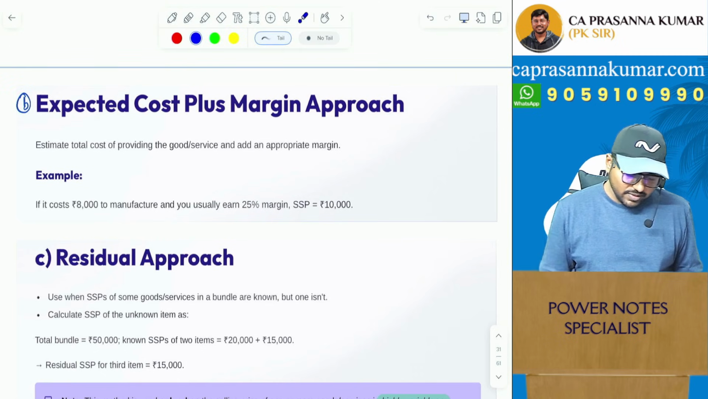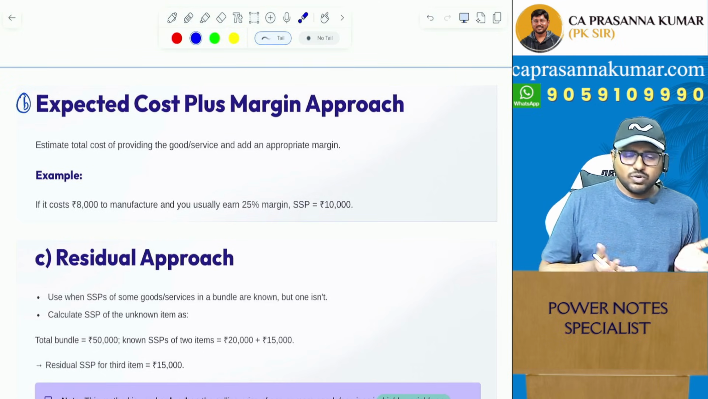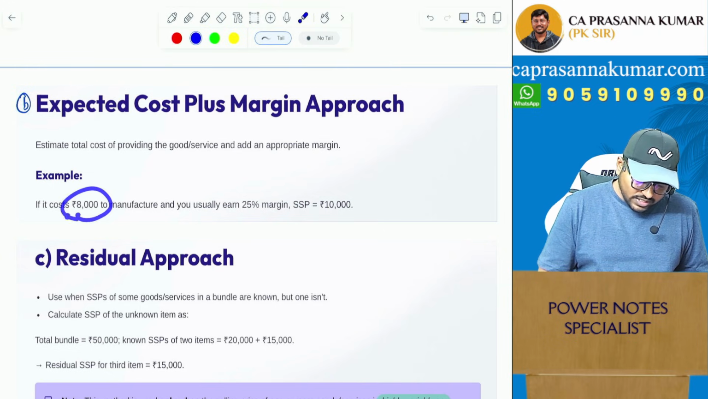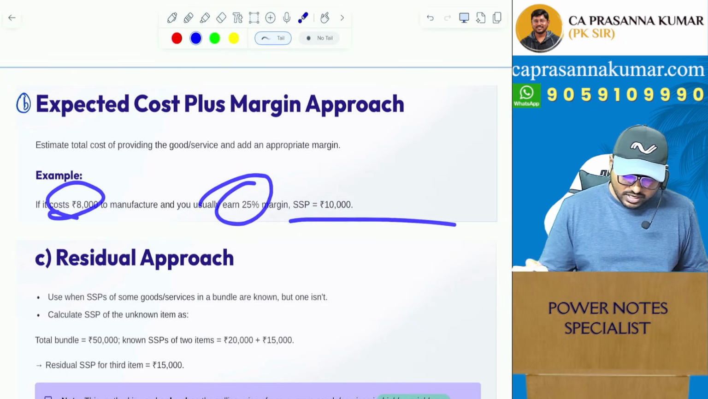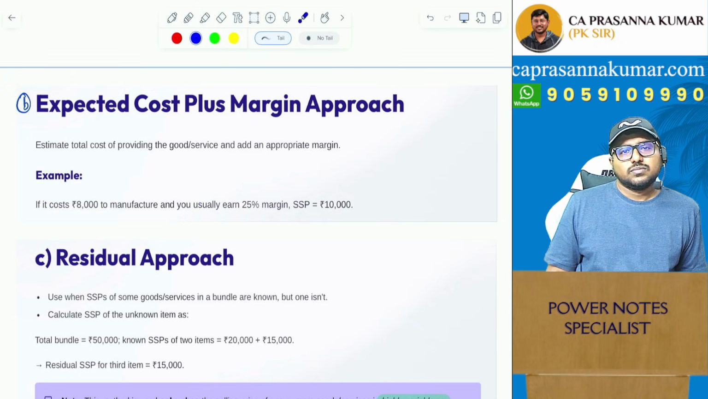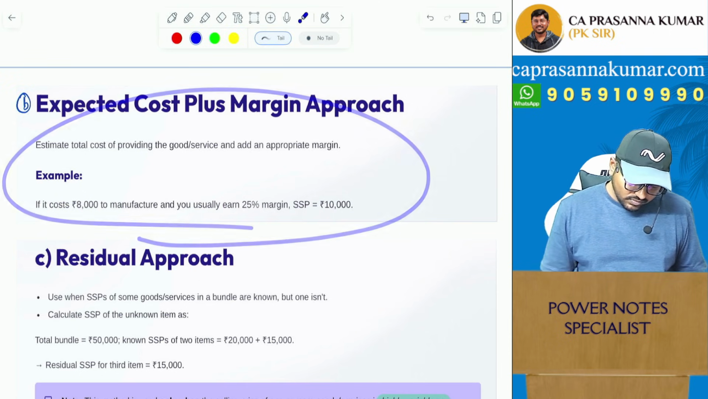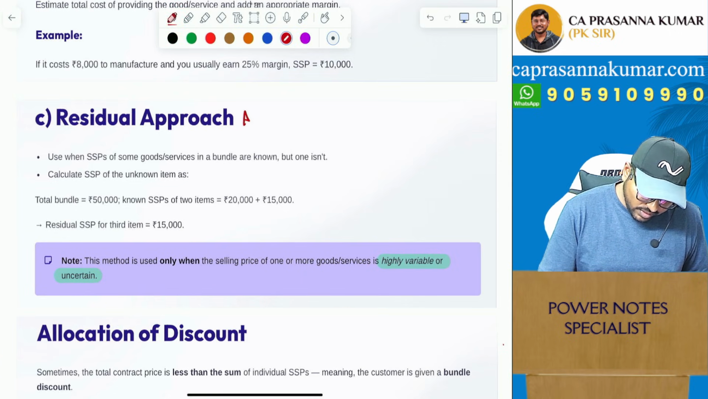This is even simpler. Expected cost plus margin approach. Okay, even that is also not working out. Simply look at your cost, add your profit margin, you get your selling price. That's all. If it costs 8,000 to manufacture and usually your profit margin is 25%, 8,000 plus 25%, that will be your SSP. Got it? 1/4 of 8,000 is 2,000. Your SSP will be 10,000. Pretty simple. And this is important from the problems point of view out of all the three approaches. Important for solving questions.